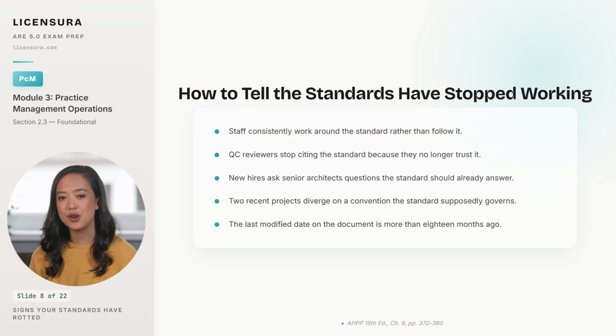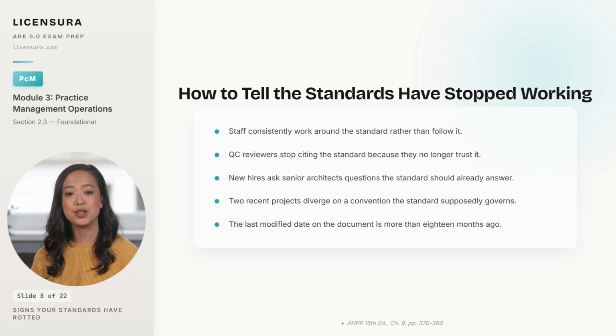The third is that new hires ask senior architects basic questions the standard should already answer, which means the document either doesn't cover the situation or isn't accessible enough to find. The fourth is that two recent projects diverge on a convention the standard supposedly governs, which is direct evidence that the document is not being enforced. And the fifth is the simplest. The last modified date on the document is more than 18 months ago, which means the firm has skipped the annual review at least once, and the rot is now visible in the file metadata itself.